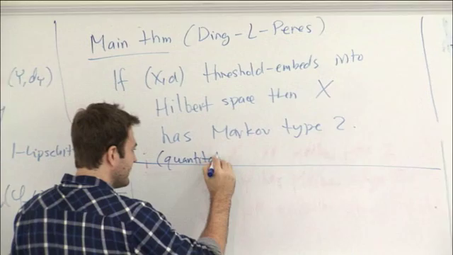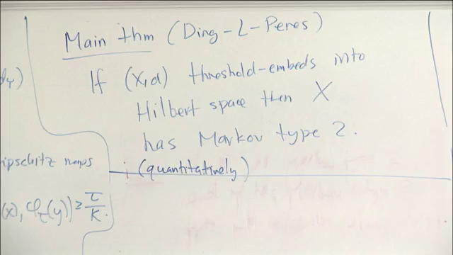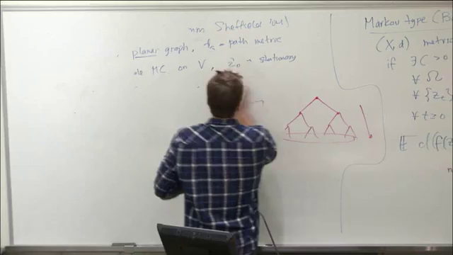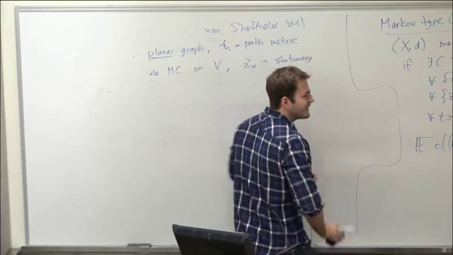In other words, the Markov type constant only depends on the constant in the threshold embedding. And so the fact that this is uniform does imply that you get uniform constants. Okay, you're right. So it's weird, it actually does imply it just by itself.